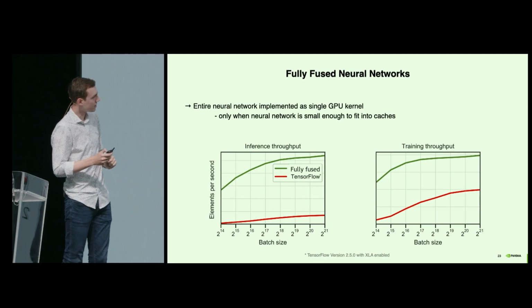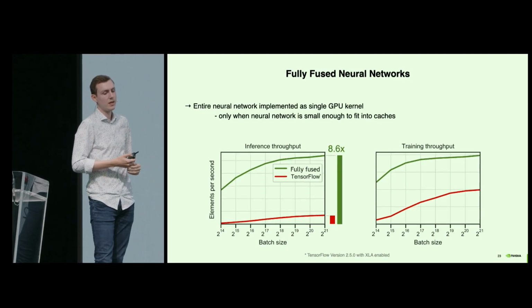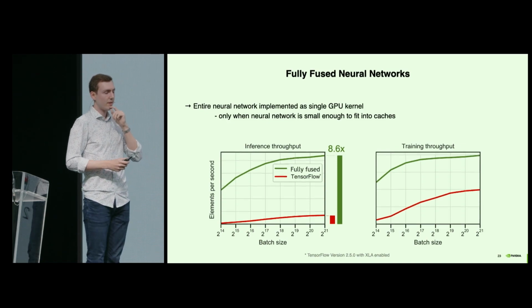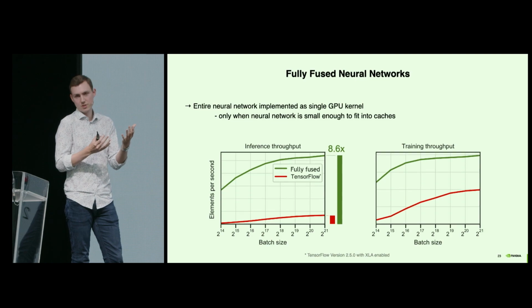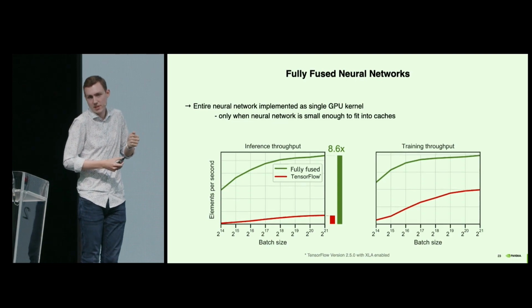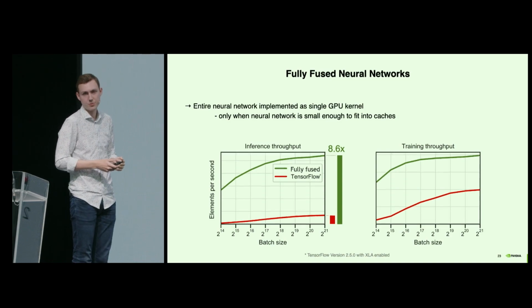And for inference, we're actually interested in large batch sizes because we are interested in processing large amounts of elements at a time, every pixel of an image, and that can be millions. So we can parallelize across all of that, and we get an 8.6 times speedup.